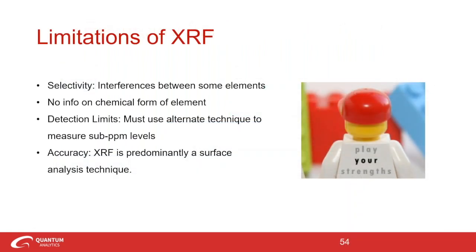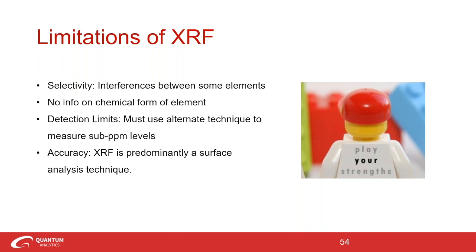Now, there are limitations of XRF, and it's important to know that. So you think about what XRF does, right? You have some interferences between some of these elements, so being selective is important for your analysis. There are some high-level elements that may give false positives for another due to overlapping emission lines and limited resolution, right? There is no info on the chemical form of the element, right? So you need to have some sort of alternative technique to be able to do speciation.